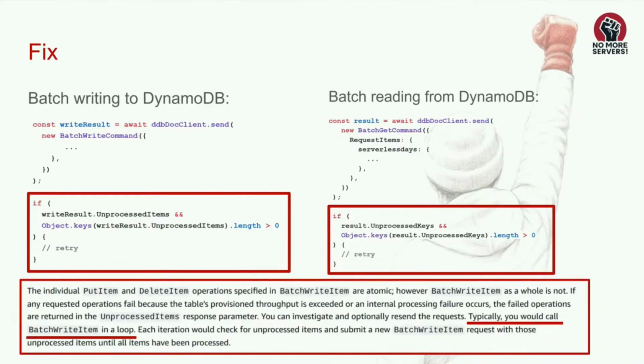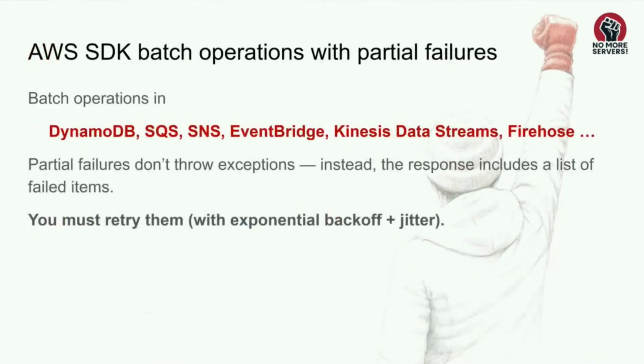And not only that, DynamoDB is not the only one that behaves this way. If you batch insert into SQS, SNS, EventBridge, Kinesis data stream, Firehose, etc., in case of partial batch failure, we're talking about batch operations, you don't get an exception, you just get a list of failed items. And you should retry them yourself with exponential backoff and jitter, which basically means not retrying them immediately, but with some random delay.